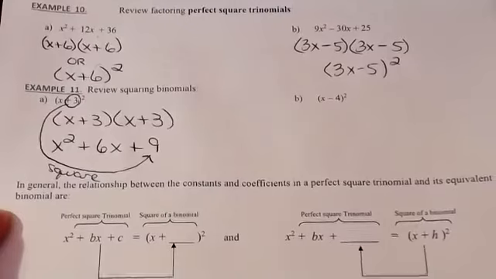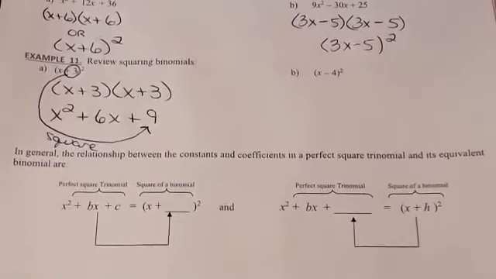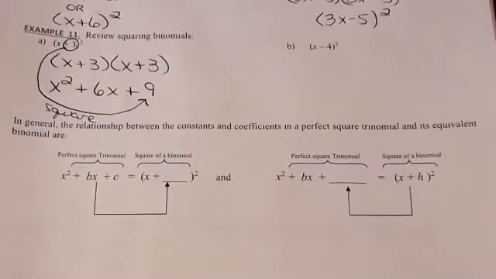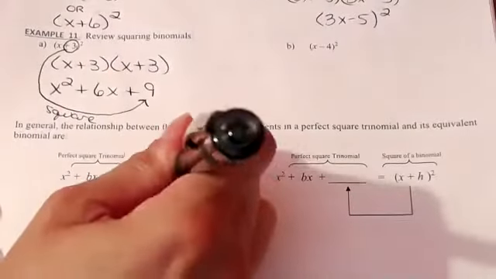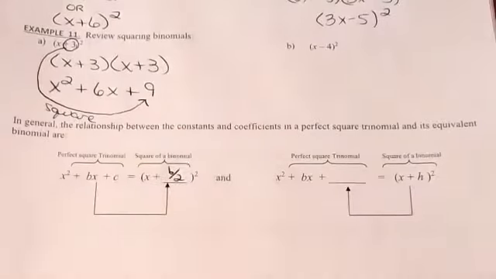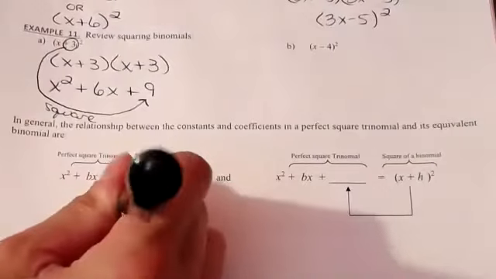In general, the relationship between the constants and the coefficients in a perfect square trinomial and its equivalent binomial are the following. If you ever wanted to just take a perfect square trinomial and instantly write it as the square of a binomial, all you have to do is consider whatever your B term is, you simply cut it in half. That's what would go inside the set of parentheses. You cut it in half.